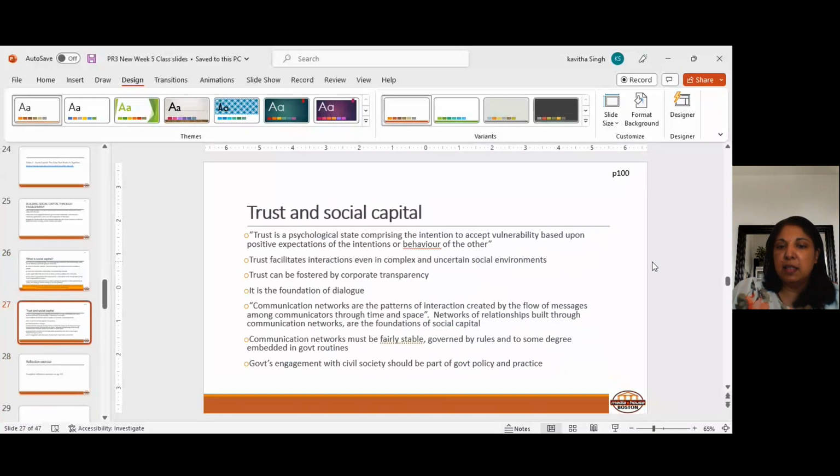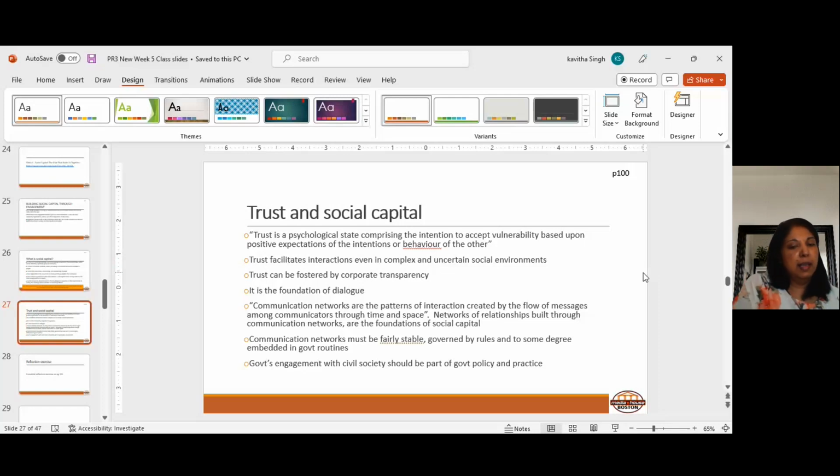Communication networks are the patterns of interaction created by the flow of messages amongst communicators through time and space. Networks of relationships built through communication networks are foundations of social capital. Communication networks must be fairly stable, governed by rules, and to some degree embedded in government routines. Government engagement with civil society should be part of government policy and practice.